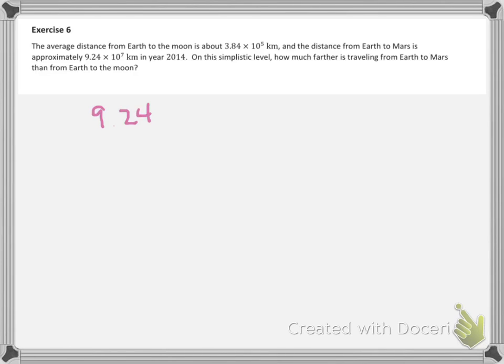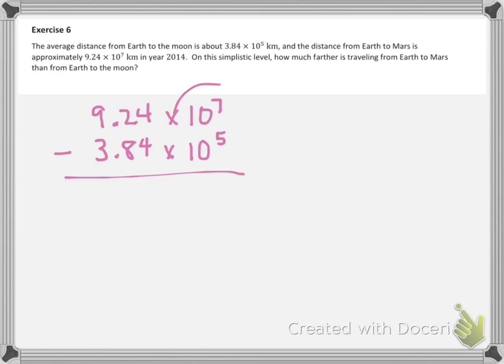9.24 times 10 to the 7th, and we're going to subtract the distance from the Earth to the Moon, 3.84 times 10 to the 5th. And in order to subtract, remember my exponents need to be the same, my powers need to be the same, so I'm going to change this.